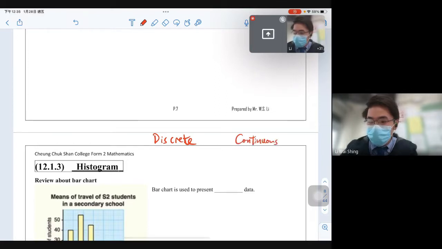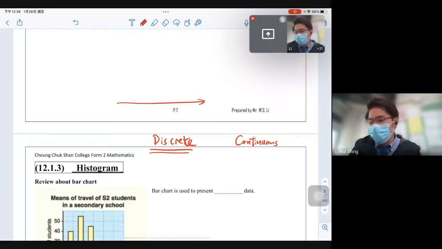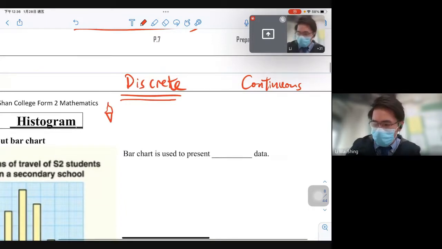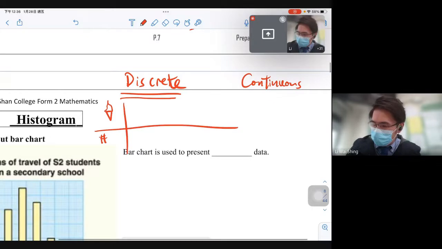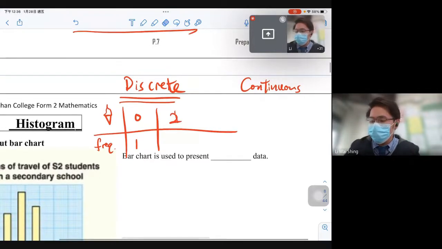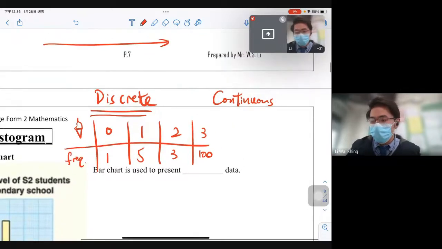Do you remember? Okay, so for discrete data, for example, the number of ice creams that you eat in a day. For example, I draw ice cream there, and then the number of students. I'll use the word frequency. So 0 ice cream, 1 of you. 1 ice cream, 5 of you. 2 ice cream, 3 of you. 3 ice cream, maybe 100 of you. Then you can draw a figure.